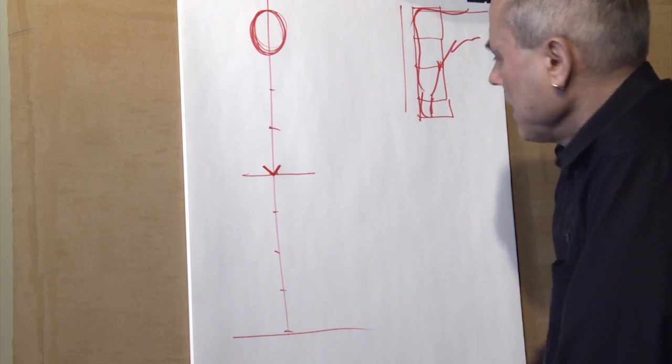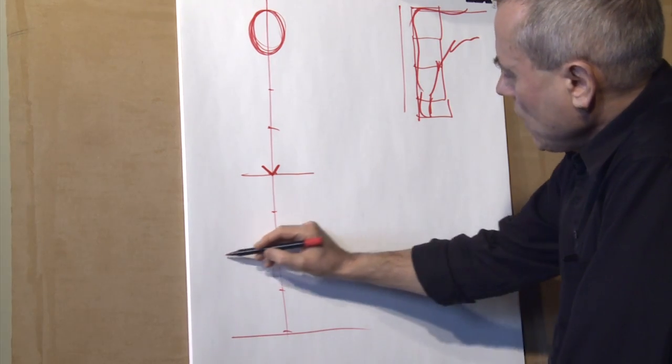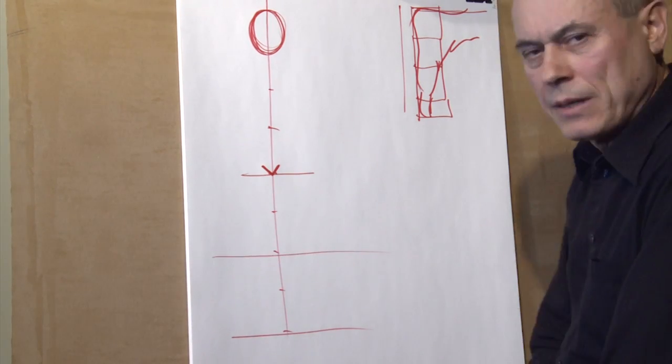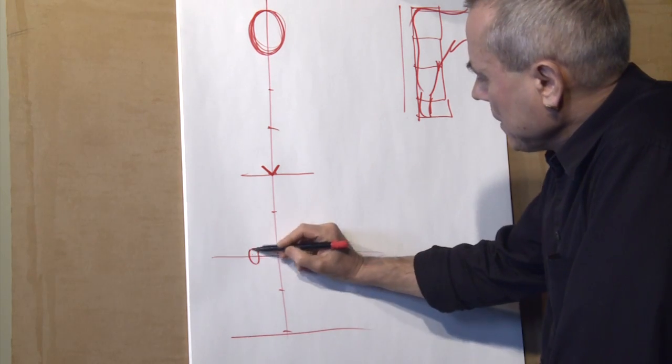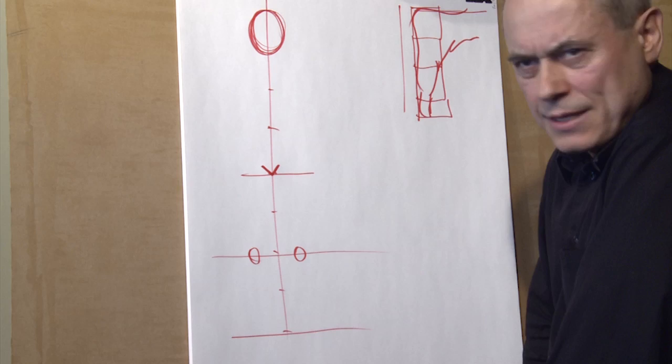Now, once we have this, you go another 4 heads, and you have the base where the feet stand. So basically 1, 2 heads from there, you have approximately the position of the knees. So what I mean is, approximately the knees are here.